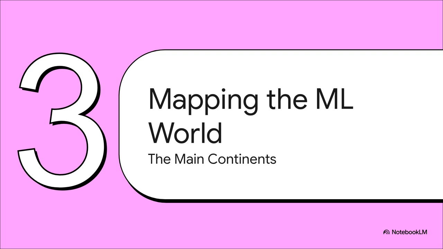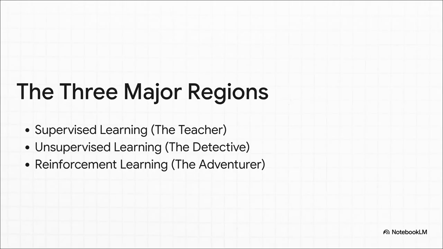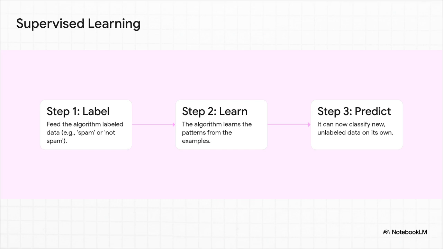Okay, now that we've got the core concept down, it's time to pull out our map. You can think of the world of machine learning as having 3 major continents, and each one has its own unique landscape and its own way of approaching learning. So, these big regions are supervised learning, unsupervised learning, and reinforcement learning. To make it easier, let's call them the teacher, the detective, and the adventurer. Now, for this quick expedition, we're just going to focus on exploring the 2 largest continents on our map, the teacher and the detective.